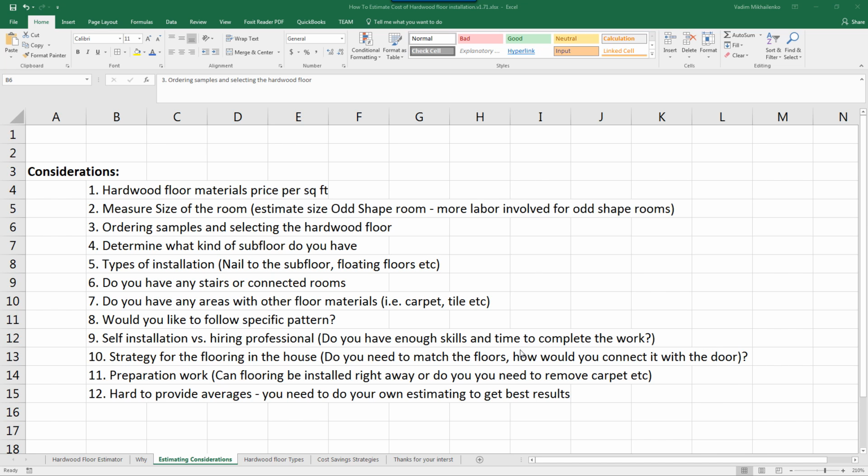We talked about strategy for flooring the house. That's another important thing to keep in mind. What do you do not just for this room, but what do you want to do overall inside your house? And then prep work, keep this in mind.